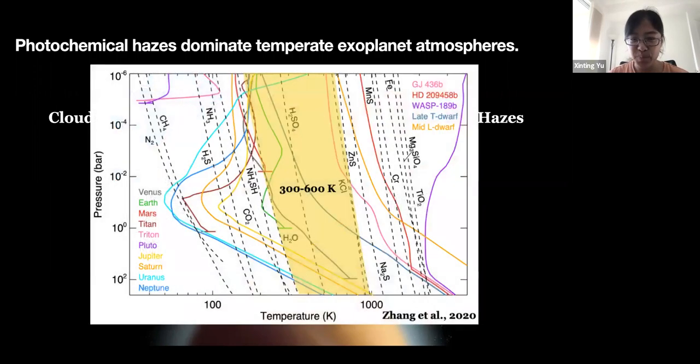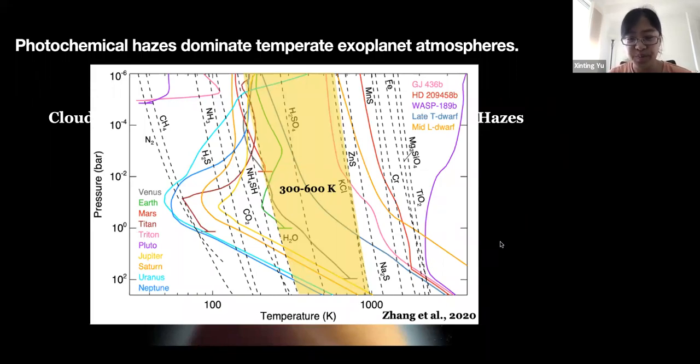They're really annoying because if you look at the condensation curves of different cloud condensates, you notice around 300 to 600 Kelvin, the temperate side of exoplanets, we don't have much condensates here. So pretty much all the opacities we're seeing around this temperature range are probably coming from photochemical hazes.